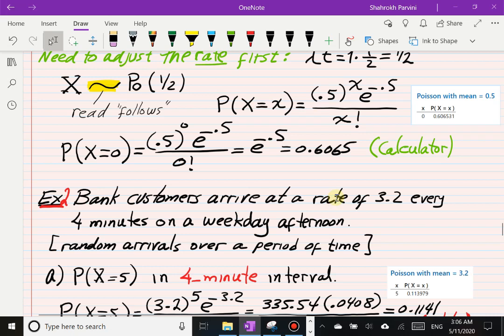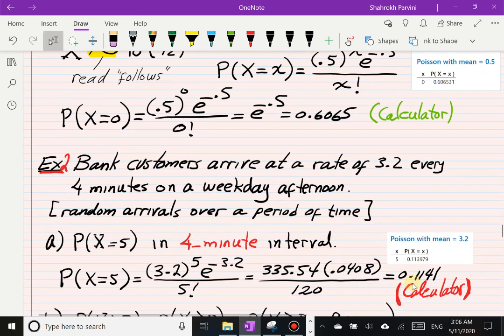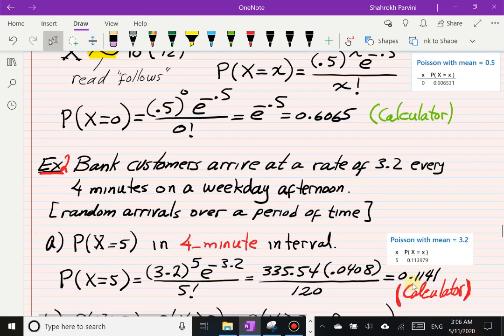So in part A, I want to find the probability that 5 customers will arrive in a 4-minute time interval. Again, to the right, you can see the answer is 11%, right? 0.114 rounded. So I actually used my calculator again, which is pretty close to what Minitab gave me. Or again, a standard procedure.